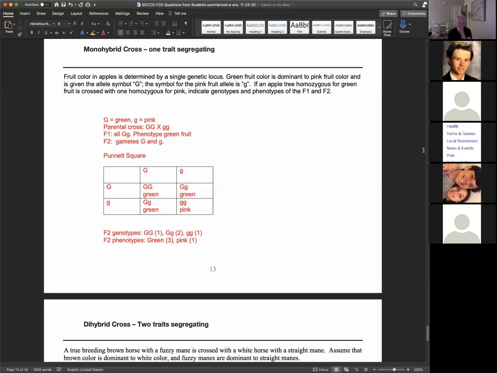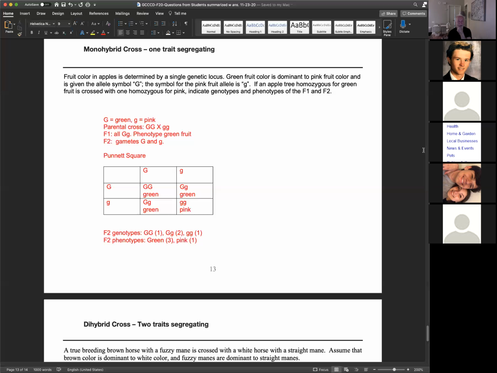If an apple tree is homozygous for green, which means it expresses the same exact allele on that locus, in this case we know that would be big G, big G. Homozygous, it has the same allele variant at that locus. And then it's crossed with a homozygous for pink, which again means we have the same allele variant at the same locus.